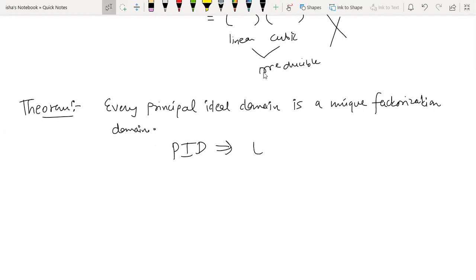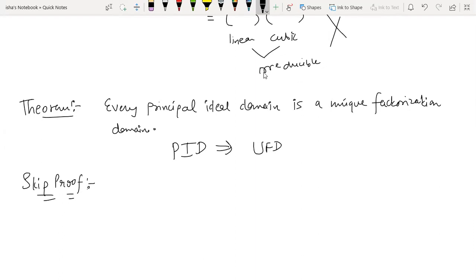PID implies UFD. So if you have any principal ideal domain, it has to be a unique factorization domain according to this theorem. So here also I'm going to skip the proof of it. We can read the proof from the book itself, but actually this requires certain other concepts from module theory and something like that. So I'm skipping it right now. Let's not go into the proof. What is more important is the result and its utilization. So every principal ideal domain is a unique factorization domain.